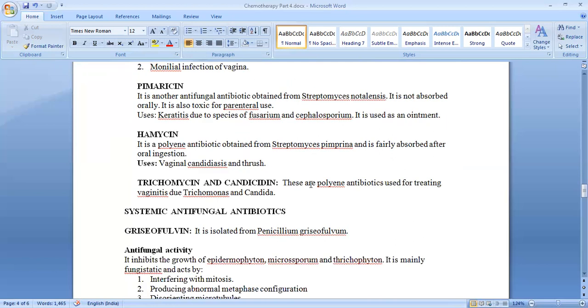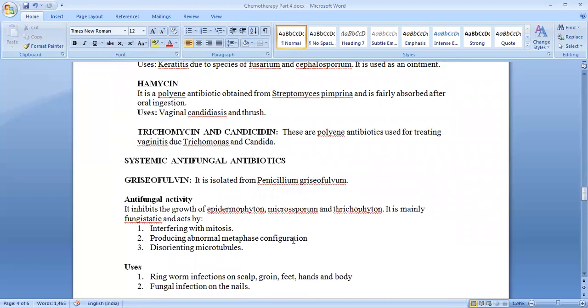Then coming to the systemic antifungal antibiotics, griseofulvin is an important antibiotic which we use for systemic antifungal action. It will have mainly fungistatic action, meaning it is going to stop the growth of the fungal organisms. How does it do this? It interferes with mitosis in the fungi. It produces abnormalities during the metaphase of cell division and causes disorientation of the microtubules. Because of all these reasons, the fungi cannot grow properly and they stop multiplying.